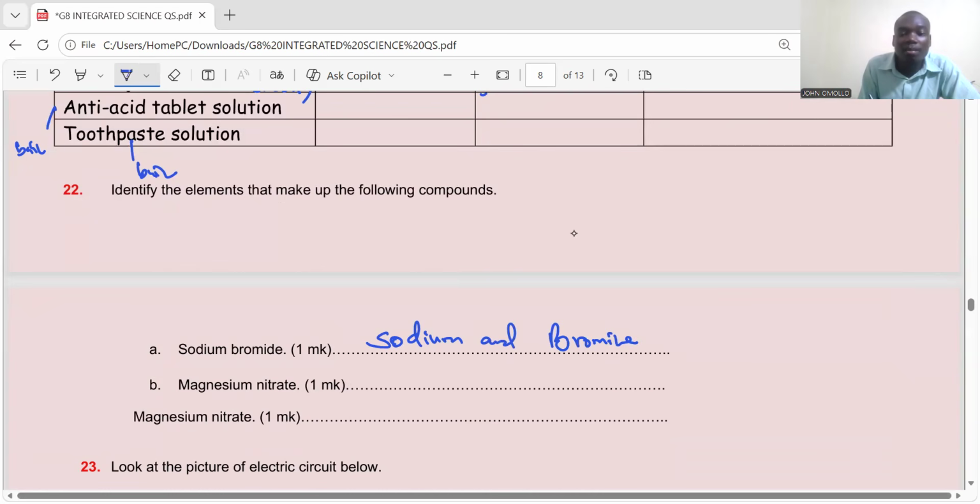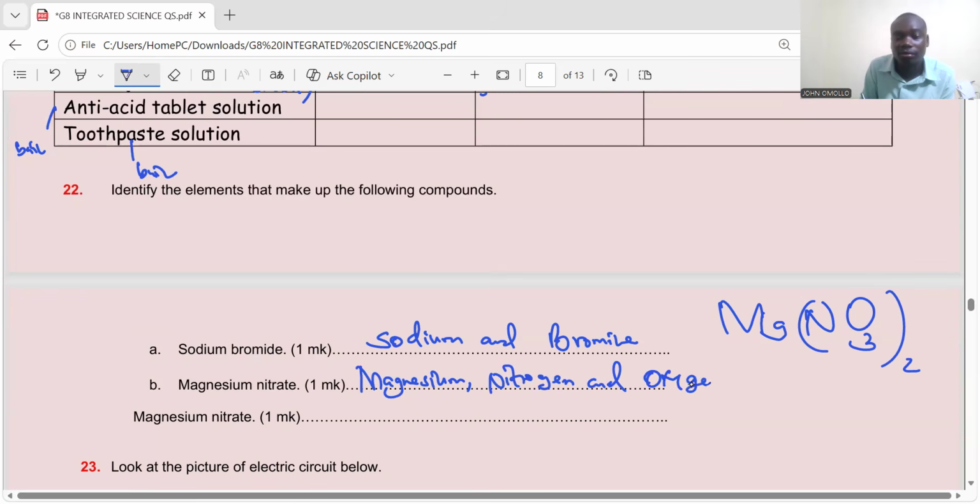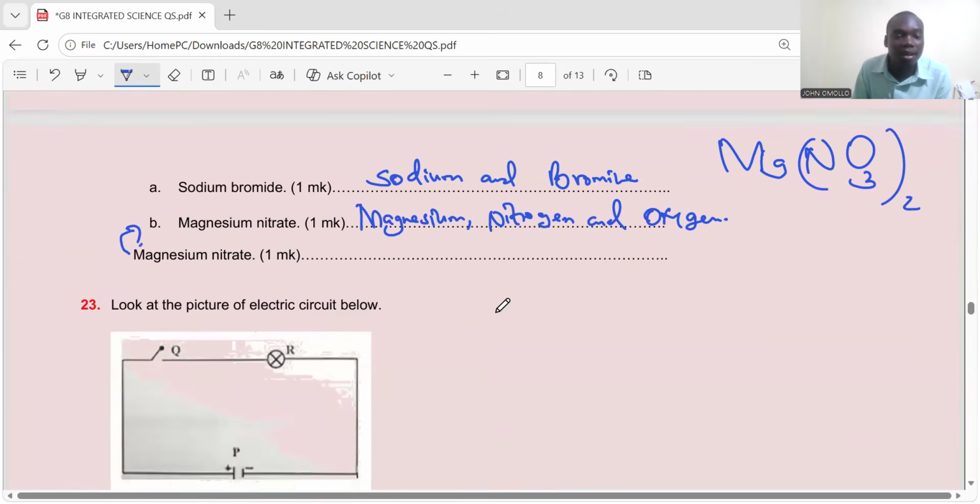Magnesium nitrate. In symbol, magnesium nitrate is written this way: magnesium Mg, nitrate NO3, and then there is a 2 there. Let's move on. Magnesium nitrate is composed of magnesium as an element, nitrogen and oxygen. So this one is just a repetition of the other one. So those are the possible answers.